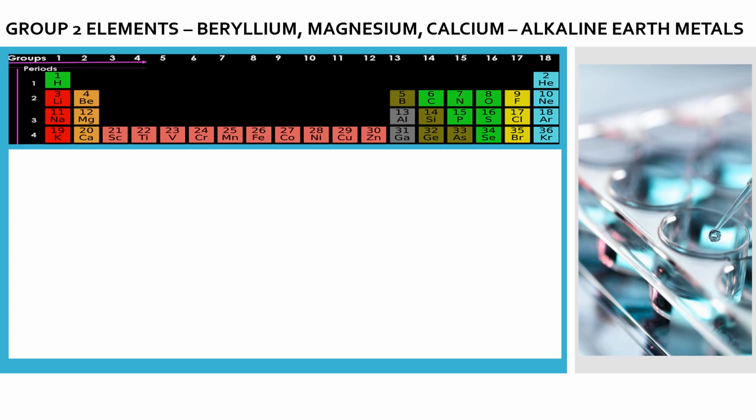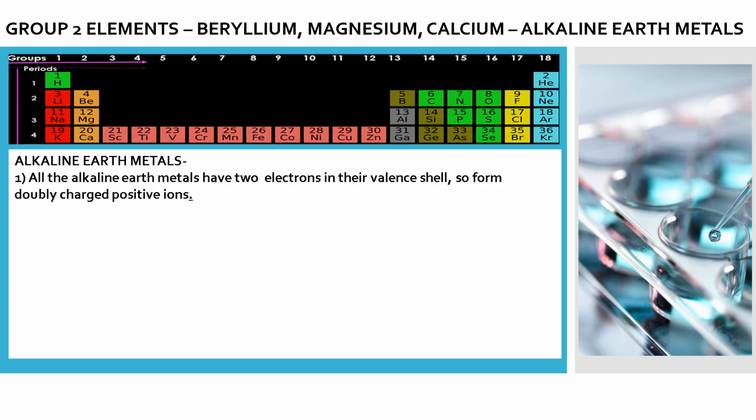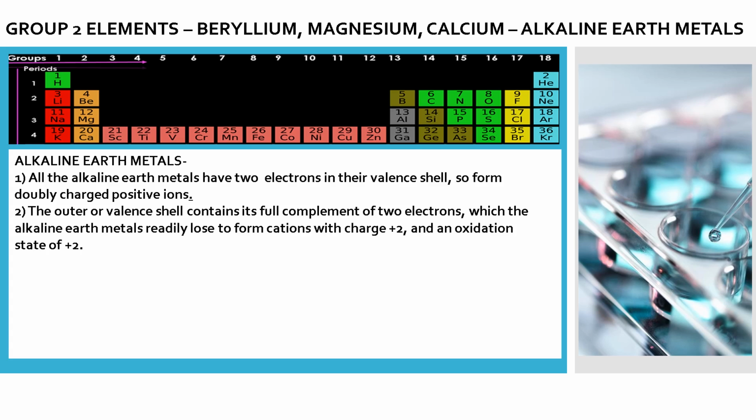So let us now go to group 2 elements, beryllium, magnesium, calcium and so on. They are called as alkaline earth metals. These alkaline earth metals have 2 electrons in their valence shell. So, they form doubly charged positive ions.